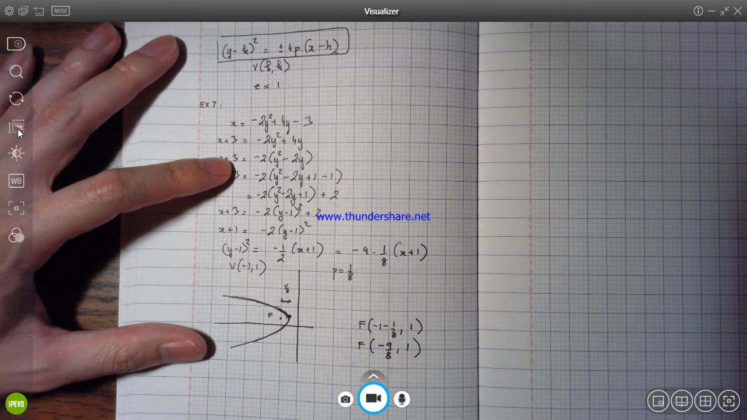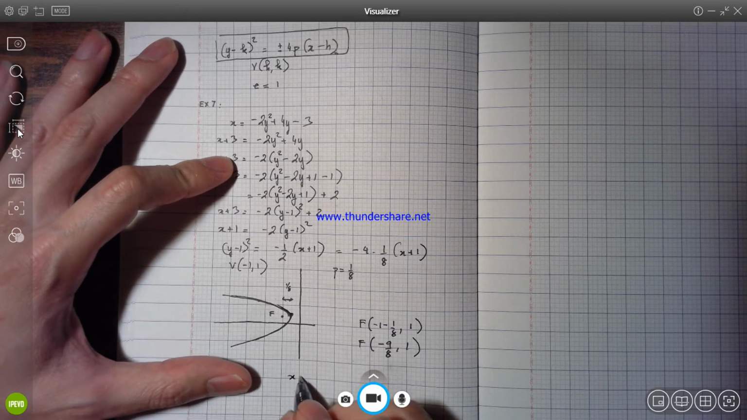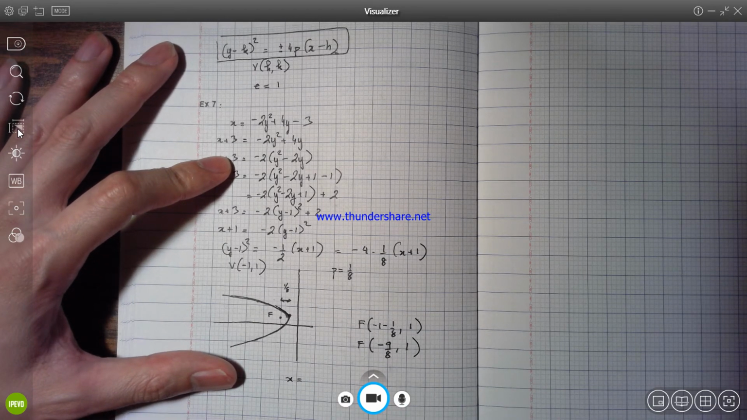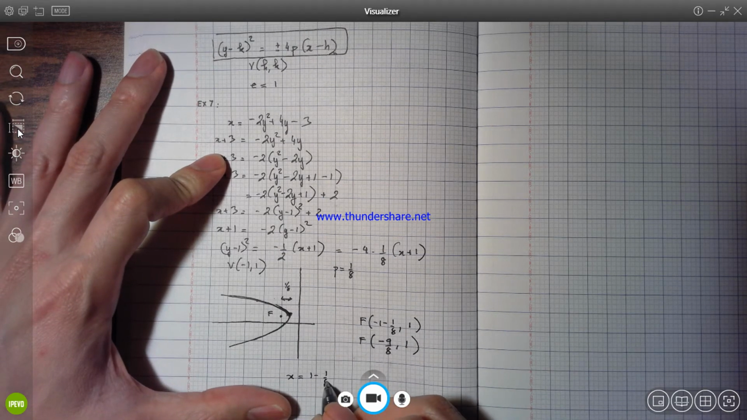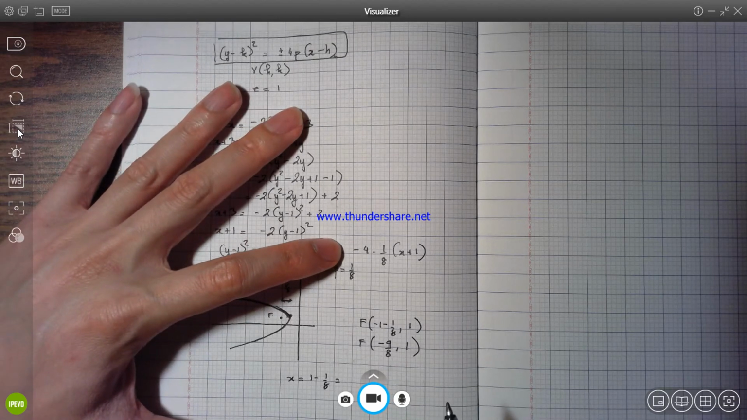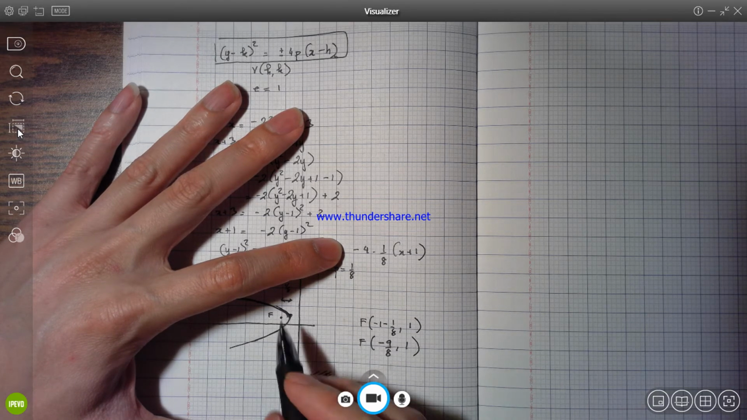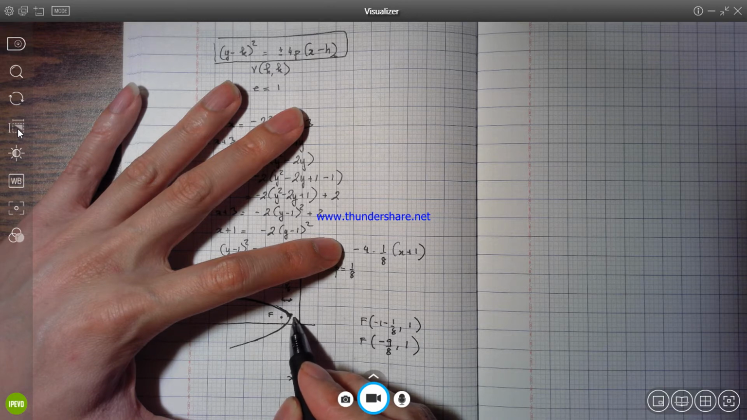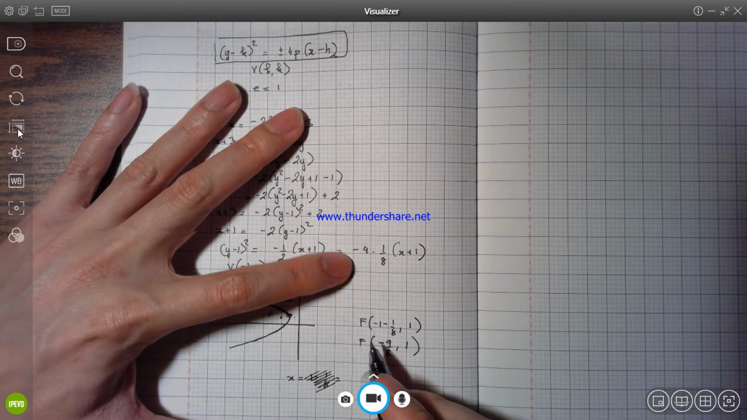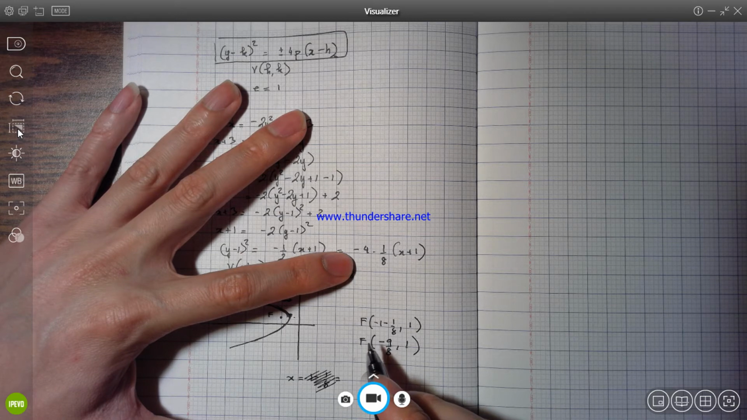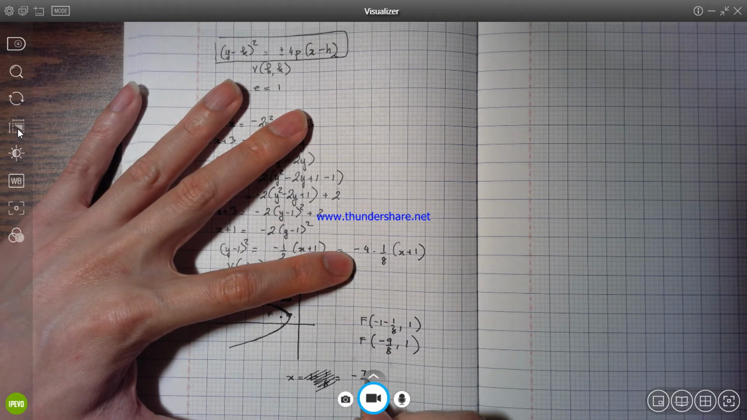So the equation will be x equals 1 minus 1/8. So the equation will be negative... Okay, I'm sorry. Because from here to here is 1/8, the equation will be x equals negative 7/8. Okay, the equation will be negative 7/8.